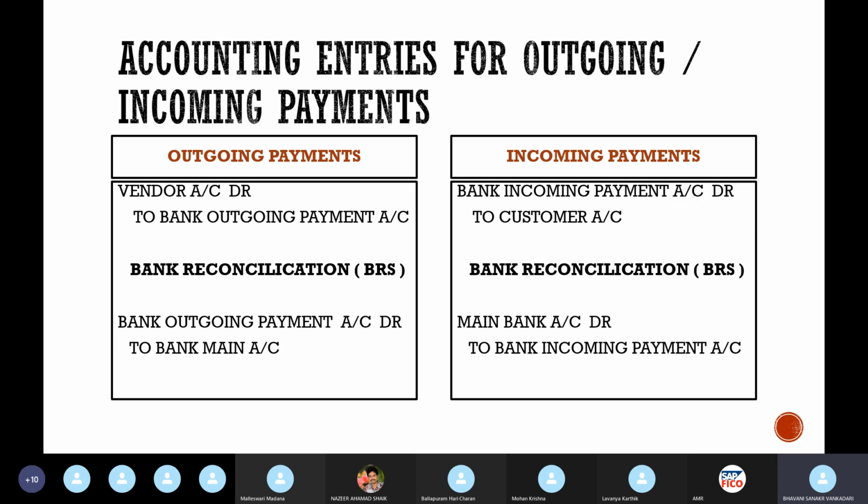Similarly, in case of incoming payments also, bank incoming payment account debit to customer account. Once we do the bank reconciliation, the main bank account will be debited and bank incoming payment account will be credited. And finally, the bank incoming account will be nullified and the final entry would be main bank account debit to customer account. So the bank outgoing payment and bank incoming payment, we have to maintain open item management.